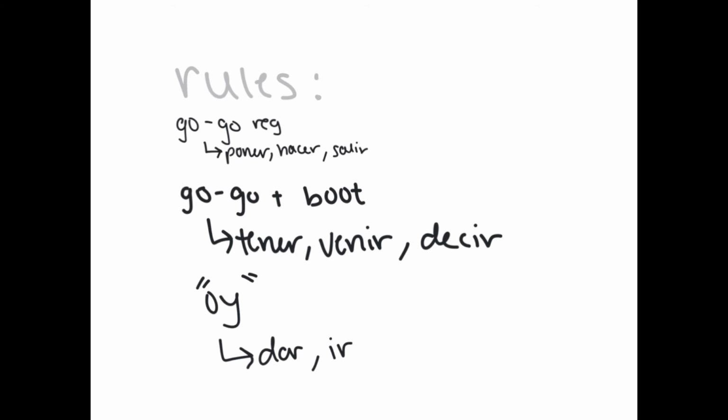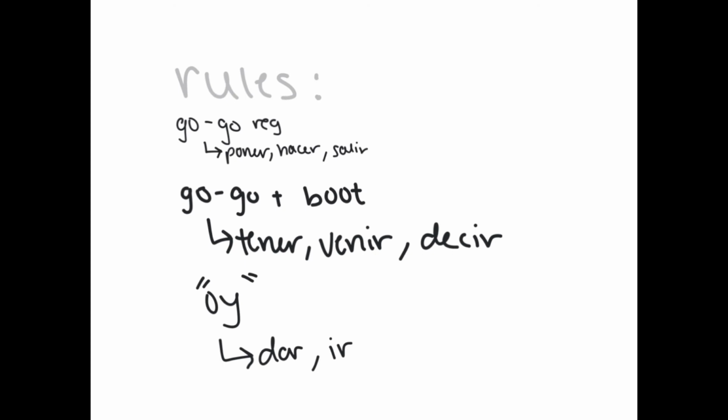And what I mean by go-go regular is that it only changes to a go verb in the yo form, and then the rest of the subjects, such as tú, él, ella, usted, nosotros, vosotros, are all conjugated the exact same. So the yo form, for example, for poner changes to pongo, but then the rest go pones, pone, ponemos, ponéis, ponen.